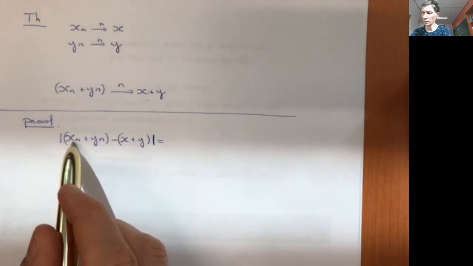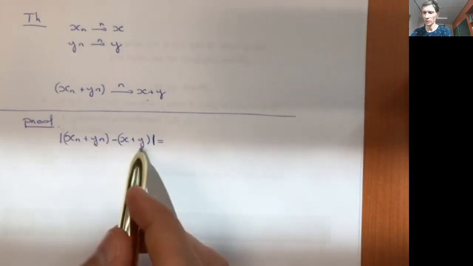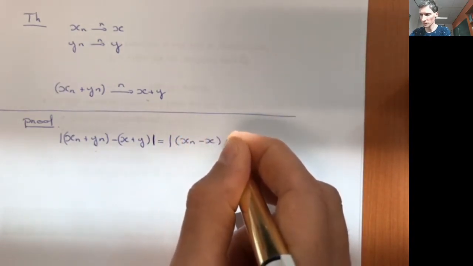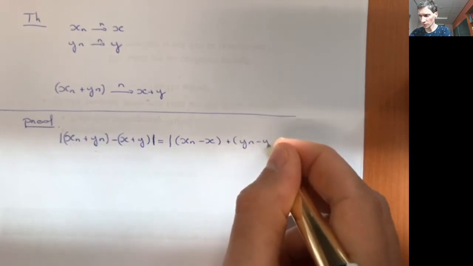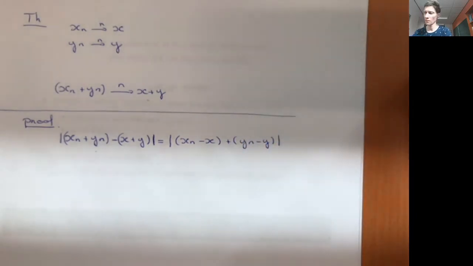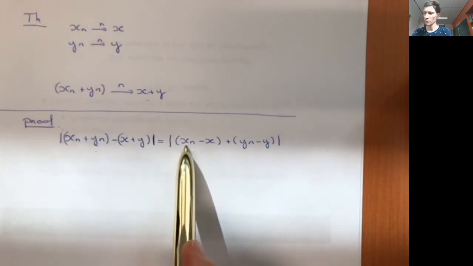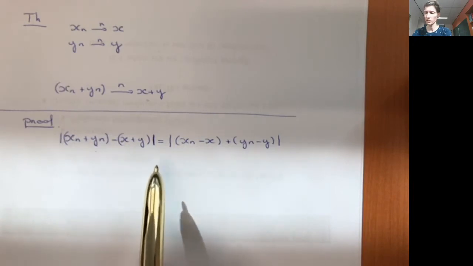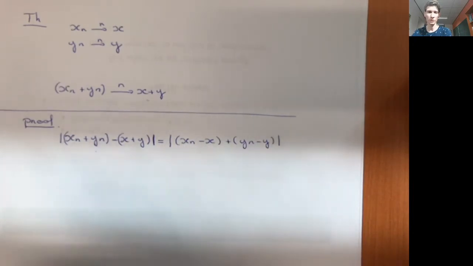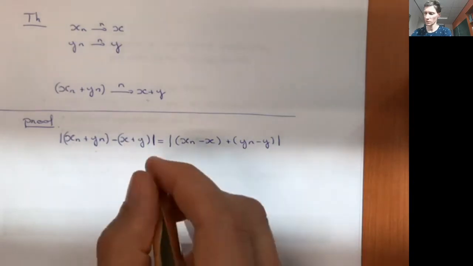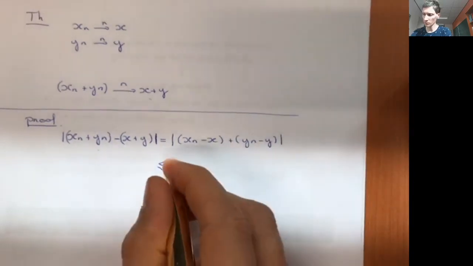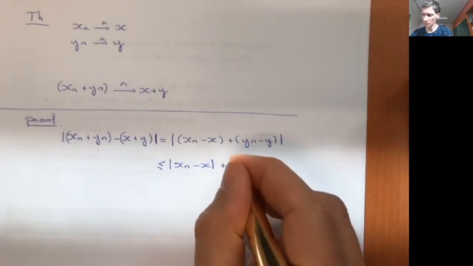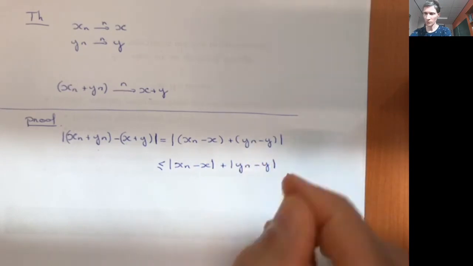First, what we can do is take xn minus x and then plus yn minus y. So we get the absolute value of xn minus x plus yn minus y. In the next step, we basically use the triangle inequality for absolute values. In other words, the absolute value of a sum is always less than or equal to the sum of the absolute values. So we have that this is less than or equal to the absolute value of xn minus x plus the absolute value of yn minus y.